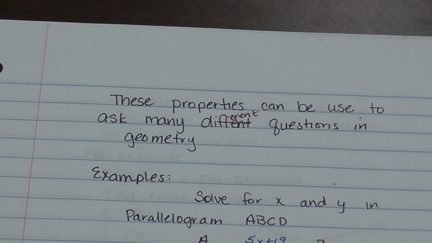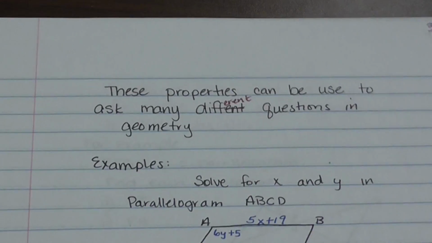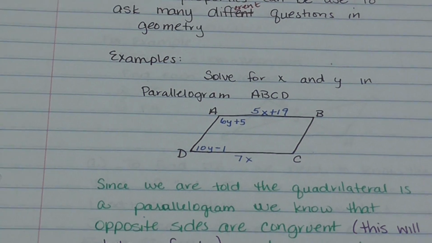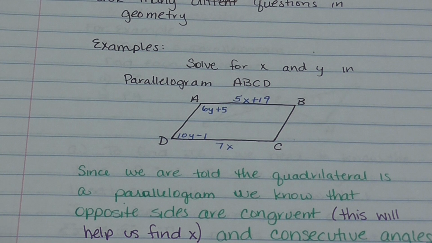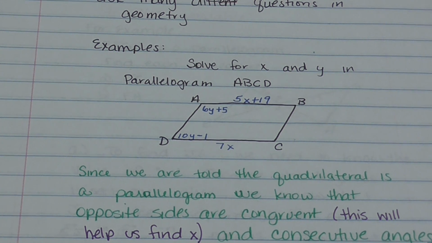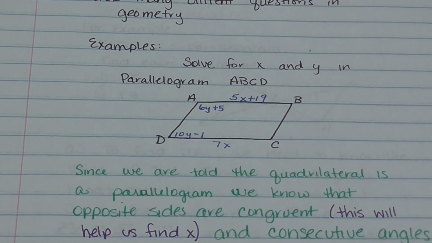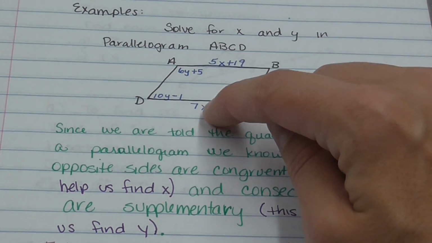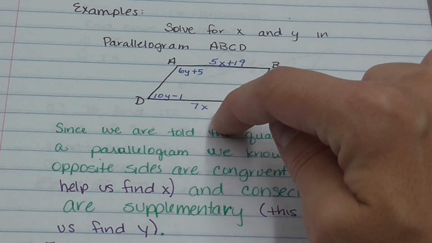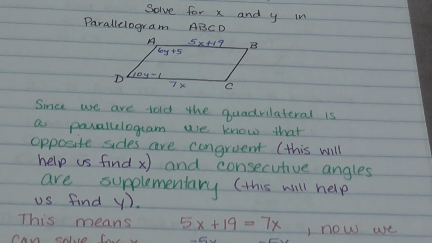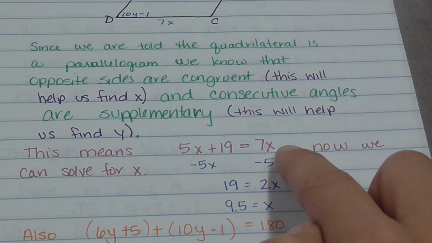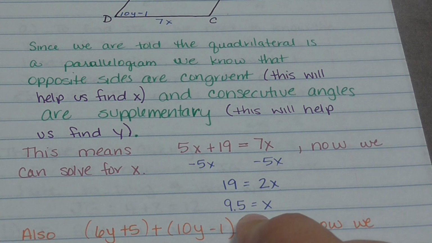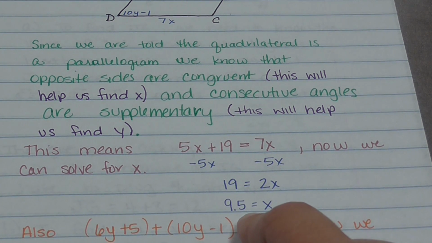Alright, so some examples. You might be asked to solve for x and y in a parallelogram and given a picture that looks like this. So it tells you that this is a parallelogram. Because I know for a fact this is a parallelogram, I know that the opposite sides are congruent to each other. So to solve for x, I set those opposite sides equal to one another and just solve for x the way we know how, and 9.5 equals x.